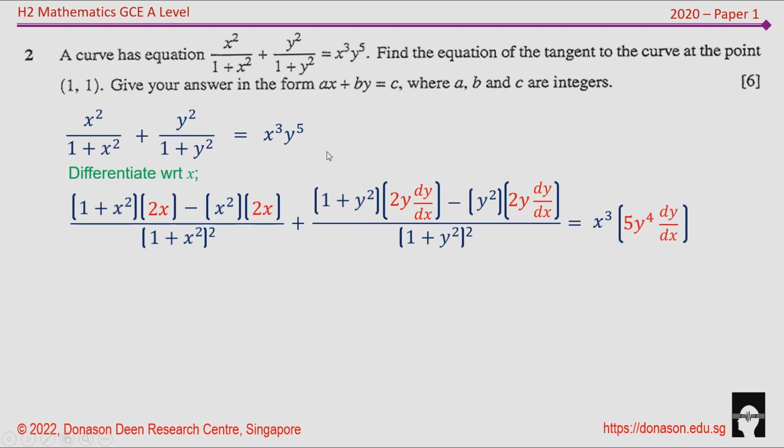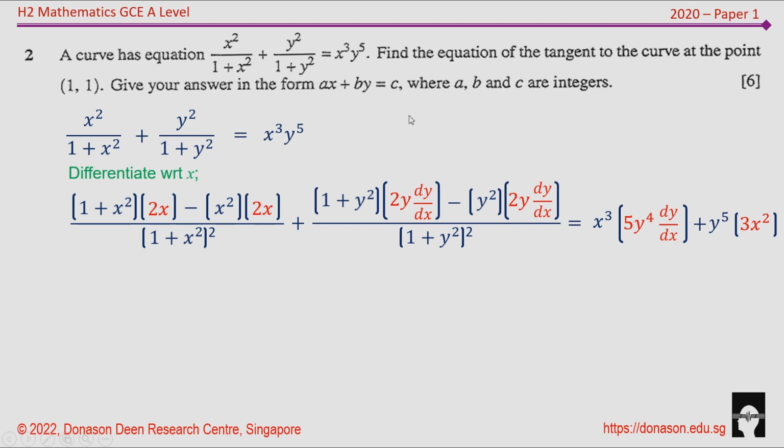So 5y to the power of 4, and since we are differentiating with respect to x implicitly, we need to differentiate the y with respect to x, so we're going to write the dy dx. So now let's keep the y to the power of 5 fixed, and we are going to differentiate x cubed with respect to x. So that would simply become 3x to the power of 2, so 3x squared. There we have completely differentiated this entire expression given as such.